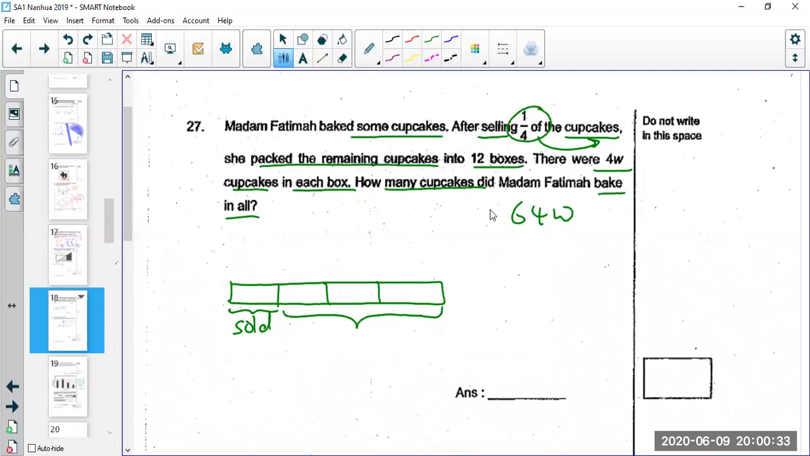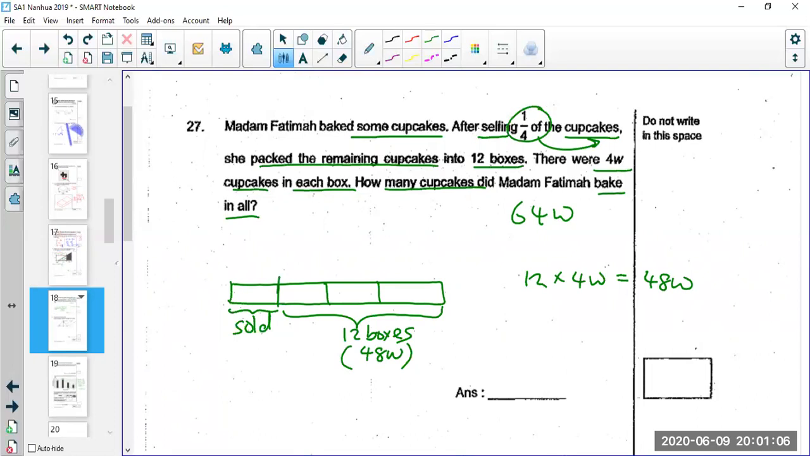What happened to these remaining cupcakes? She put into 12 boxes, right? 12 boxes. And there were 4 W cupcakes in 1 box. So can you find how many cupcakes in the 12 boxes? That will be 12 times 4 W each. You understand? Because every box got 4 W. So 12 times 4 W will be 48 W cupcakes. So there are 48 W cupcakes in 12 boxes, which is how many units?